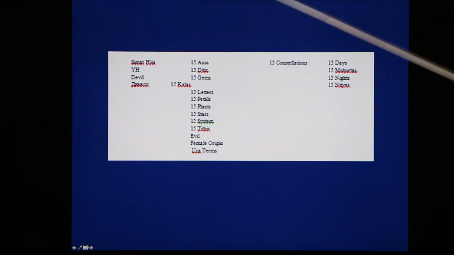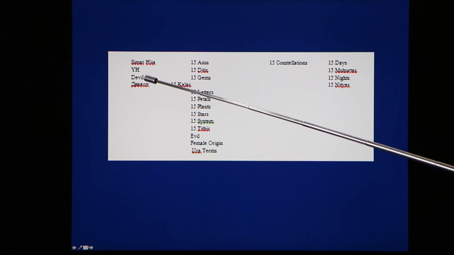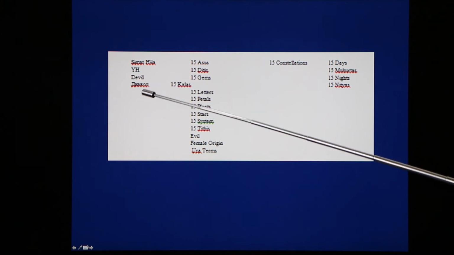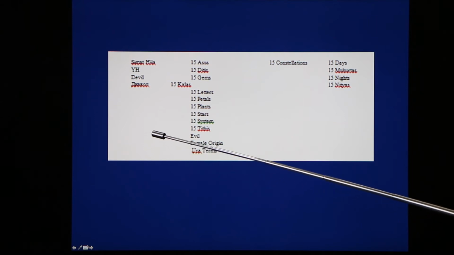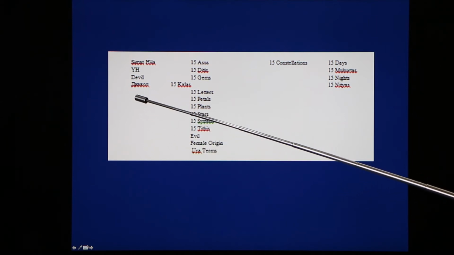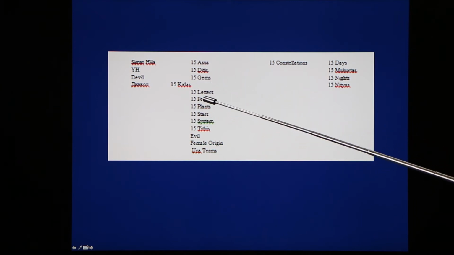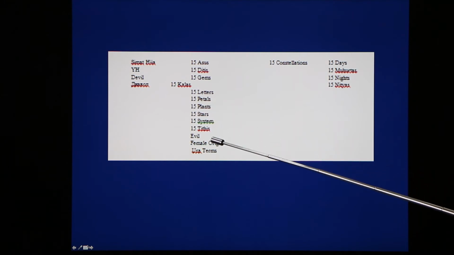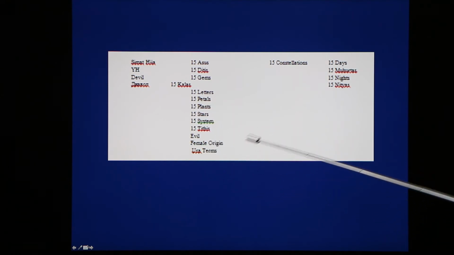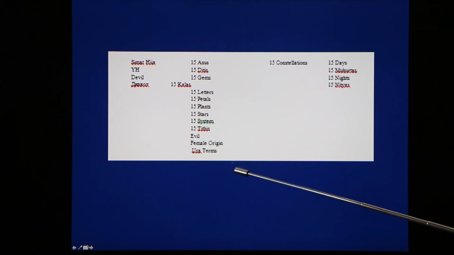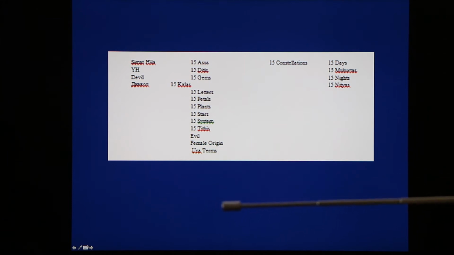15 gives me the letters YH in terms of its gematria, the devil. 15 azus, deities, gems, kalas, letters, petals, plants, stars, systems, tithis. It's a number of evil because 6, 15, and 24 are on the path of Rahu. We'll come to that in the next lecture. Constellations, days, muhurtas, nights, and nityas.